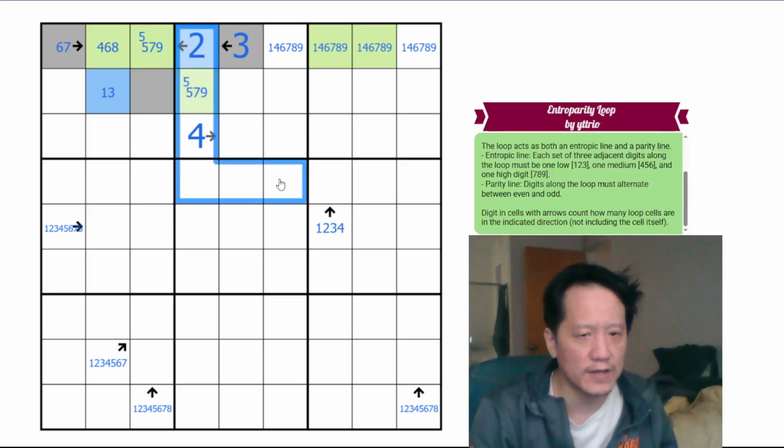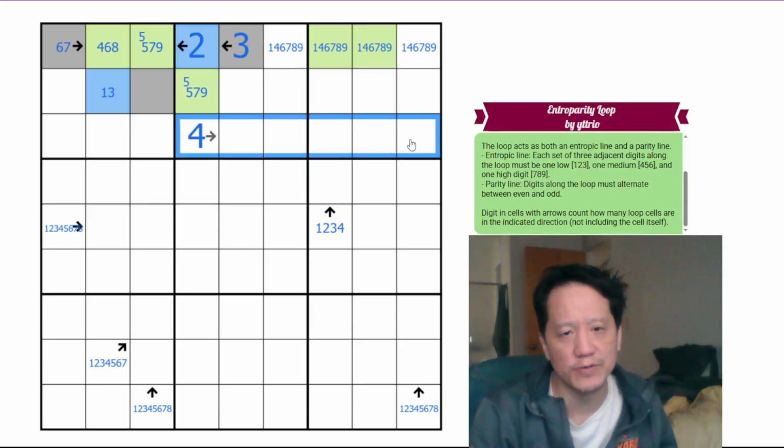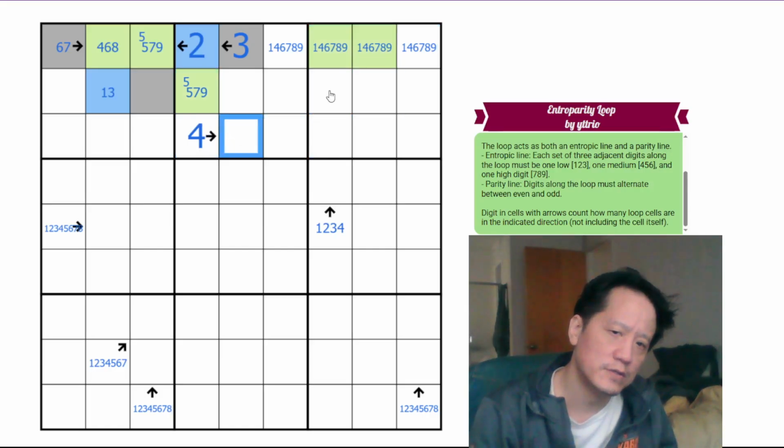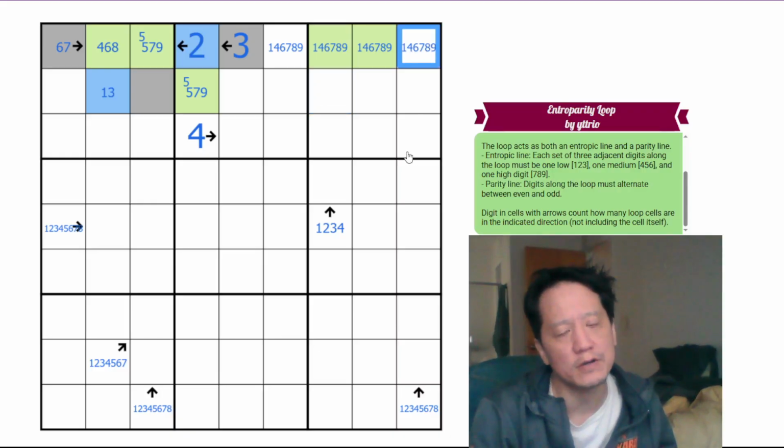It cannot do something like that because it can't be 4 anymore. So could it be 1, then this way, then that? So that would be 1. This would be 2, and that could be 1. So that is possible.